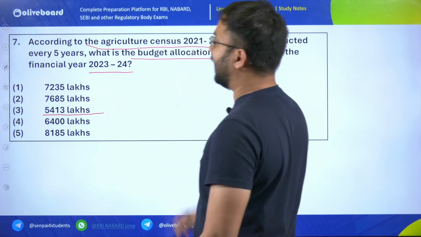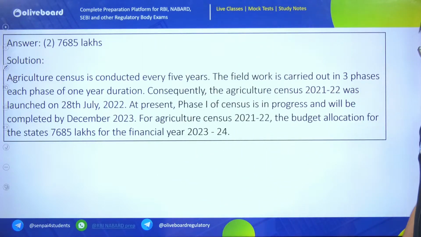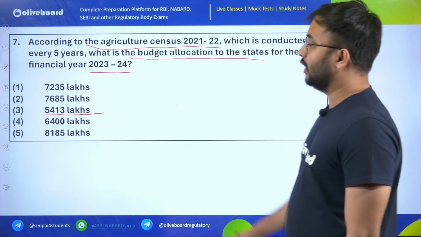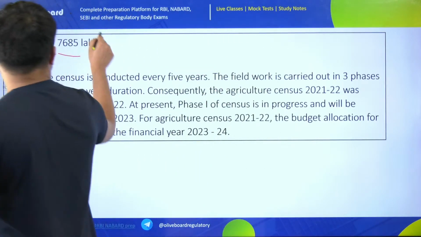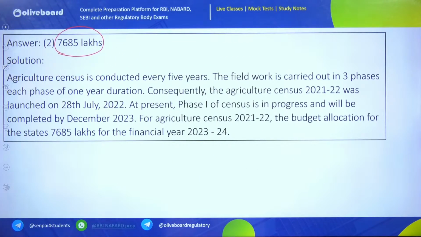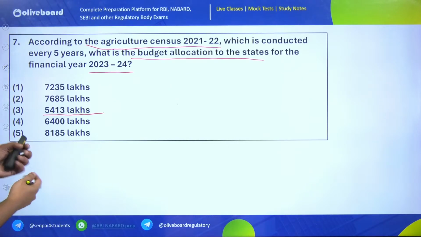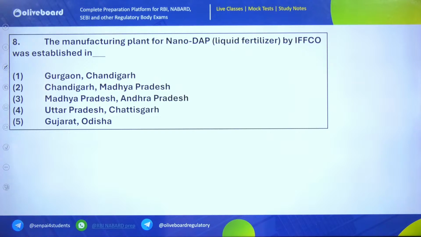So what is the answer here? The answer here is 7685, that is your option number 2. Okay, 7685 lakhs. This is the budget allocation for the states for the financial year of 2023-2024.